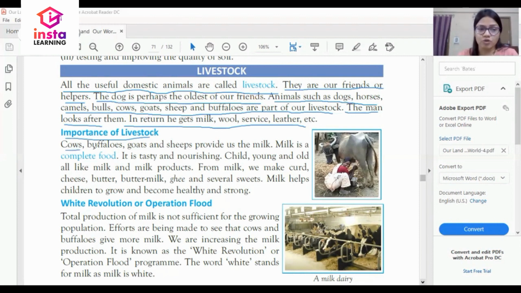So cows, buffaloes, goats and sheep provide us the milk. Milk is a complete food for us. It is tasty and nourishing. Child, young and old all like milk and milk products. From milk we make curd, cheese, butter, buttermilk, ghee and several sweets.